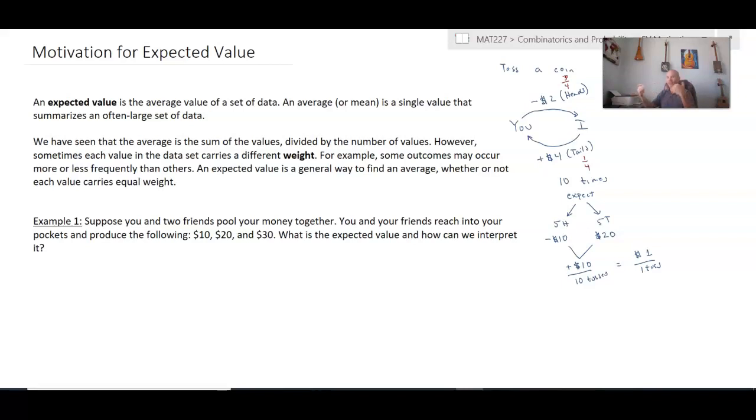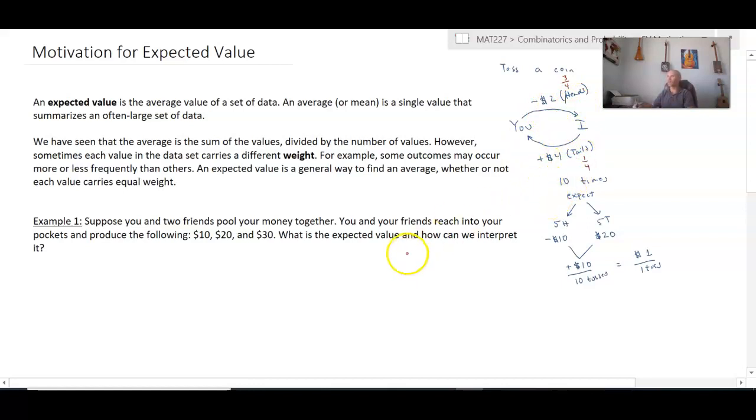An average up until this point has assumed that each value has an equal weight in the average process. An expected value allows for those values to carry different weights. So in our original example here, each outcome carried 1/2 of the weight. But in our updated, revised game, heads carries a higher weight than tails. So losing $2 is going to occur more often than gaining $4.